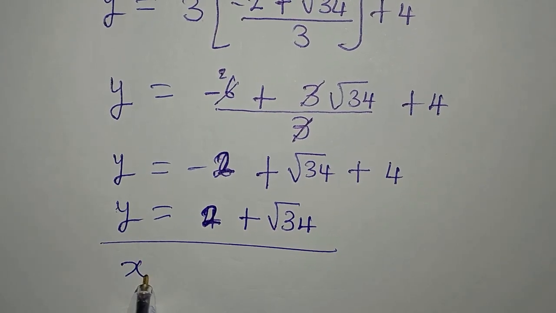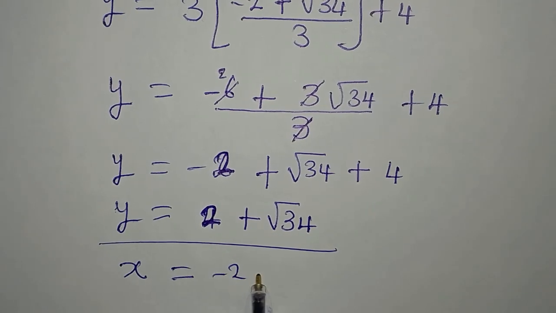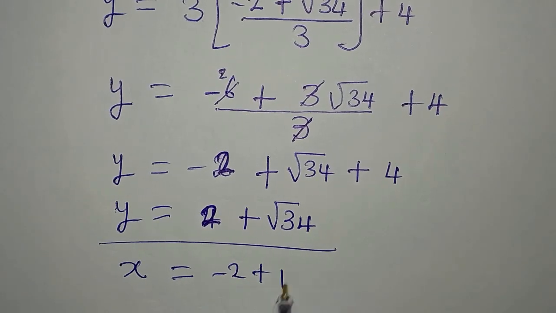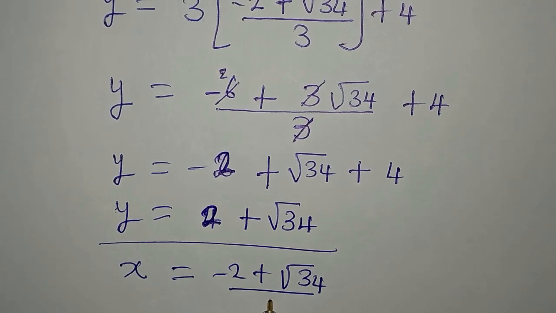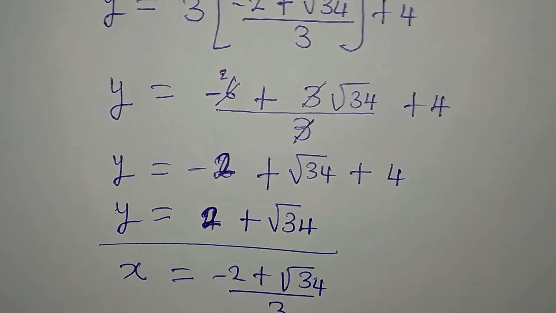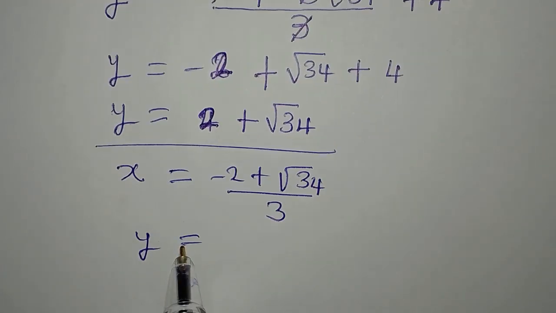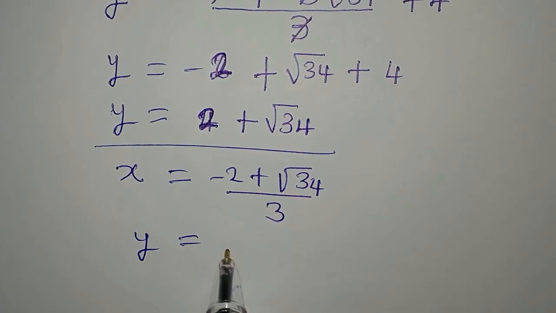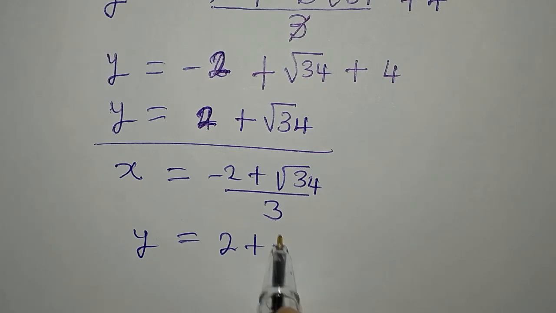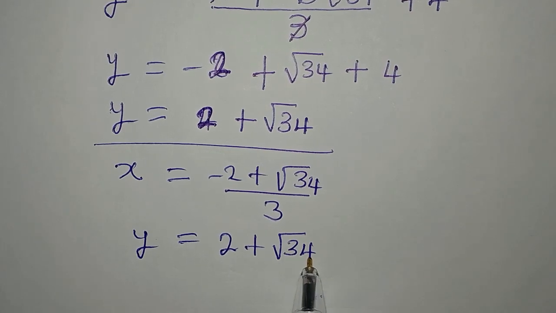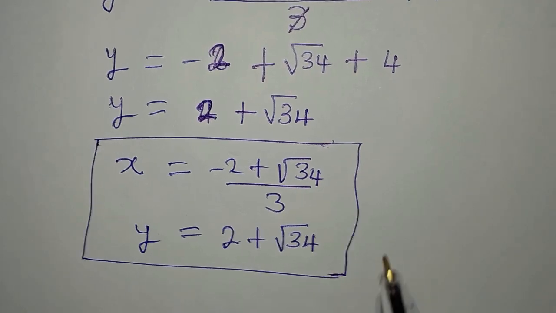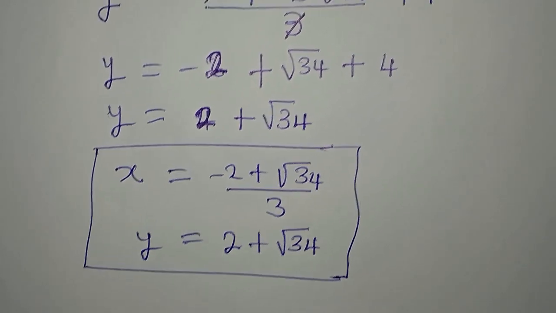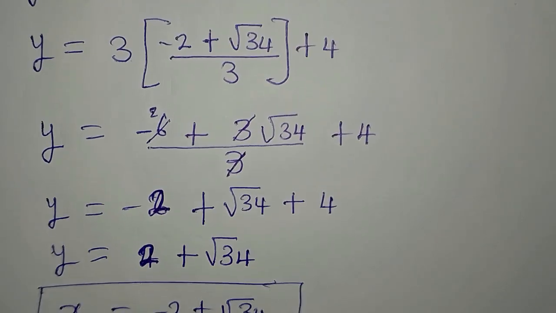So let's get it down. When x equals minus 2 plus square root of 34 over 3, y equals 2 plus square root of 34. So we've got the value of x and y. Now let's still go and get the other values.